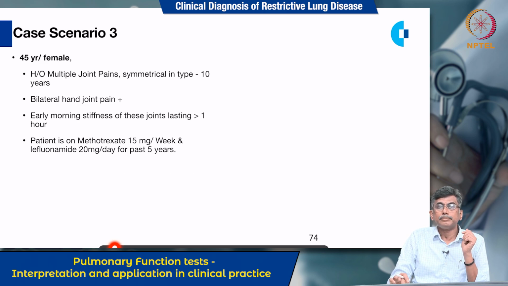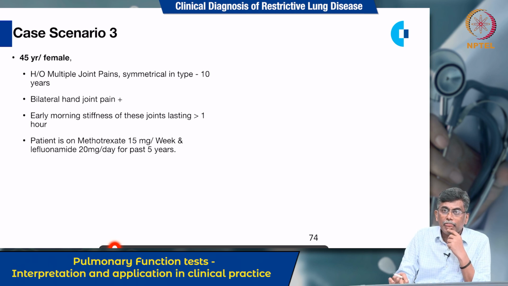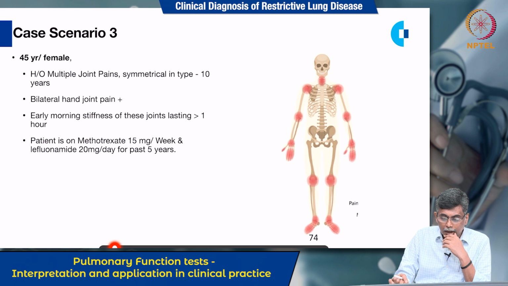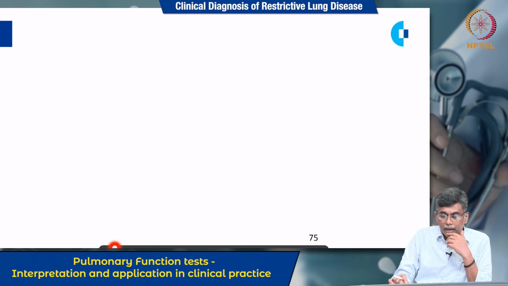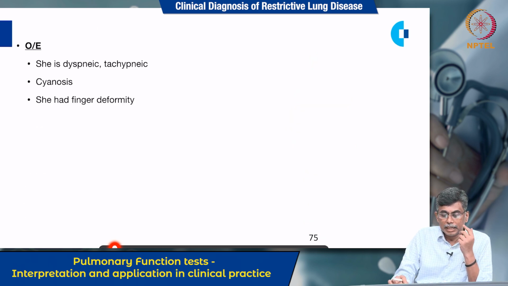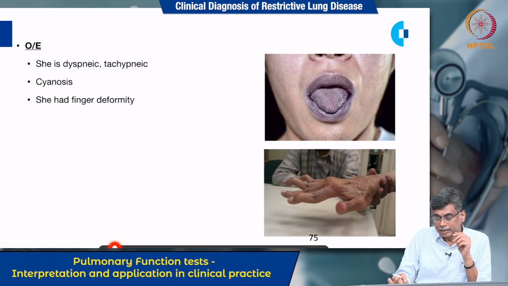Now third clinical scenario. A 45-year-old female has a history of multiple joint pains, symmetrical polyarthritis for the past 10 years. There is also hand joint involvement, early morning stiffness for more than 1 hour, and the patient is on long-term medications with methotrexate and leflunomide. These are the areas of pain, and initially she never had any dyspnea. For the past 6 months there has been breathlessness, dry cough and easy fatigability. On examination she is dyspneic, tachypneic, there is cyanosis, and she has finger deformities. We saw this already, this is the swan neck deformity.